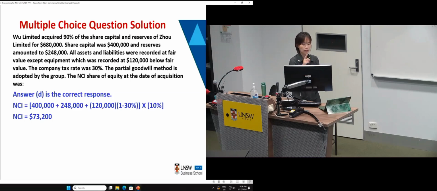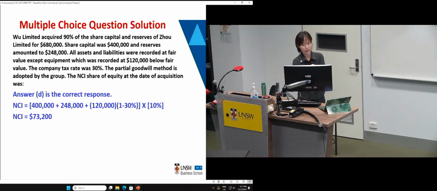And then we're going to identify any item that requires fair value adjustment, right? So all the assets and liabilities recorded by the subsidiary are equal to fair value except the equipment. And for this item, the 120,000 difference between fair value and carrying amount, we need to make a fair value adjustment. So that is 120,000 multiplied by 70%, because your adjustment is always net of tax. Now we get the FVNA, and then multiply by 10% because the NCI share is 10%. So 73,200. That is the right answer. Now, any other question?